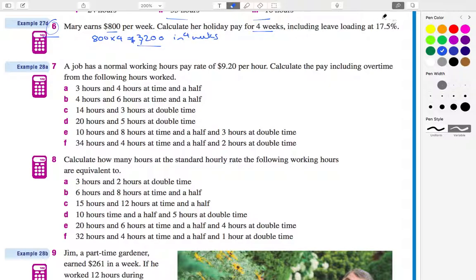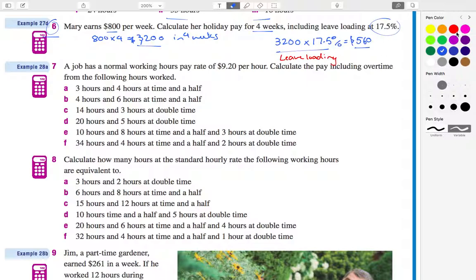So we also know she gets holiday loading, right? So that's 17.5%. So essentially, we need to find what 17.5% is of 3,200. And this is going to show our leave loading. All right, so think about leave loading as an extra bit of money that an employee gets. So now what we've got to do is do 3,200 times 0.175, and you get there $560.